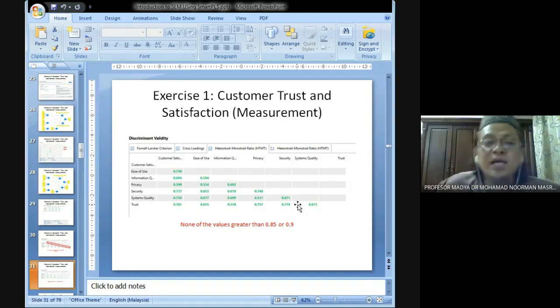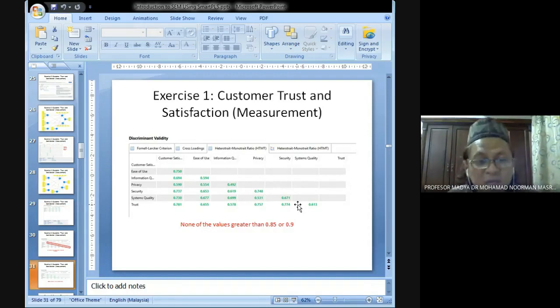Okay, so now the measurement model, you have to complete. Not only complete, you have to fulfill the requirements. What requirements? The convergent validity requirement and the discriminant validity requirement. These two requirements must be fulfilled. Once you have fulfilled these two requirements, then only you will proceed to the next stage, which is called the structural model assessment. Structural model assessment is also called hypothesis testing.